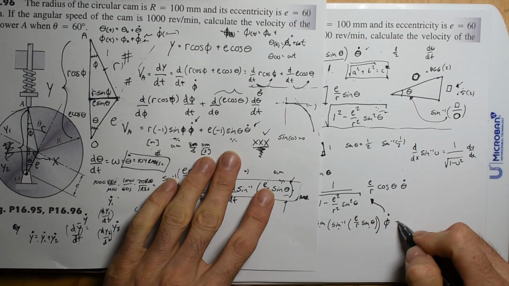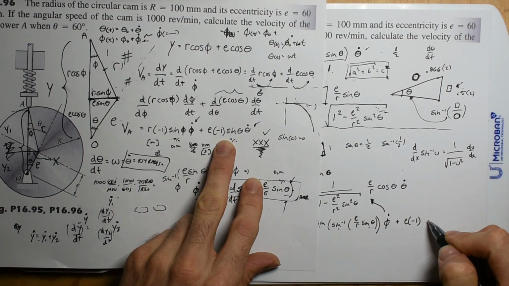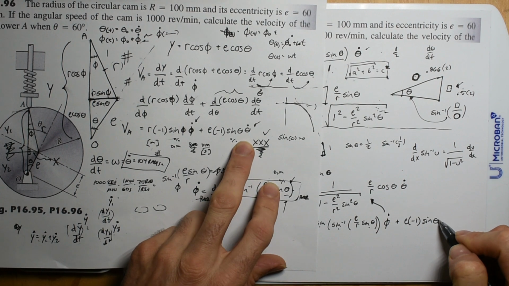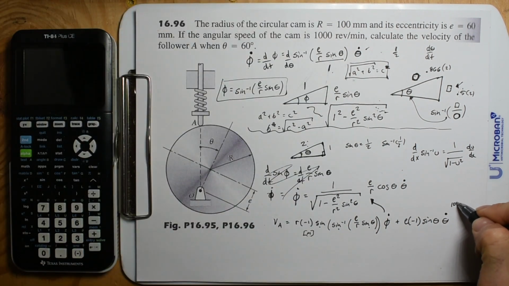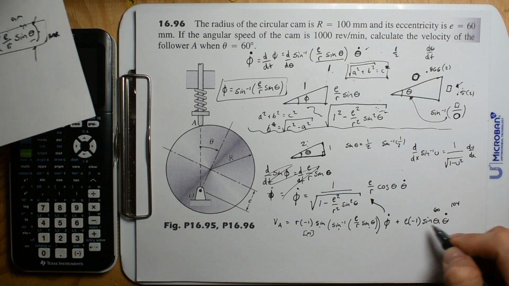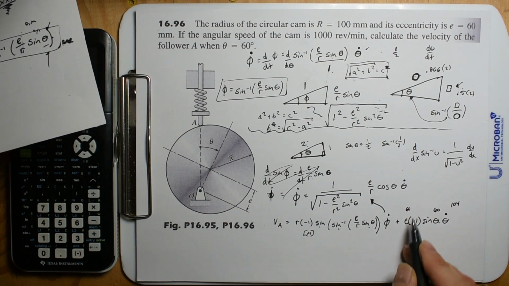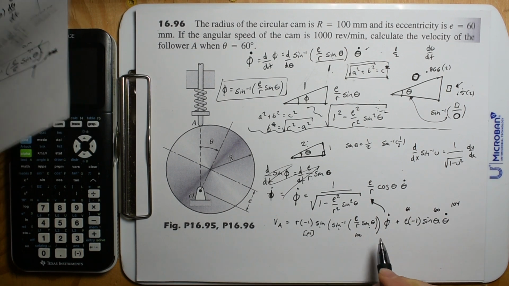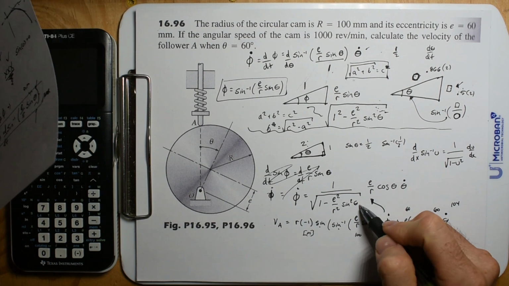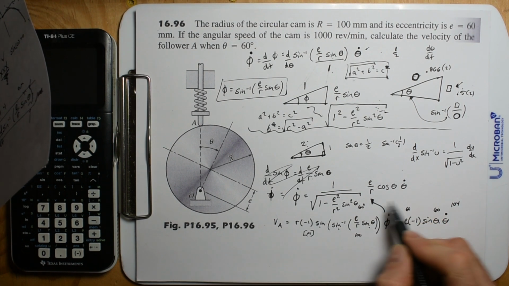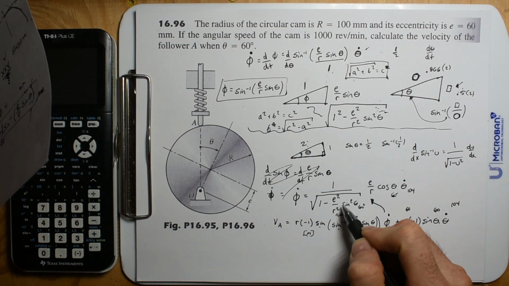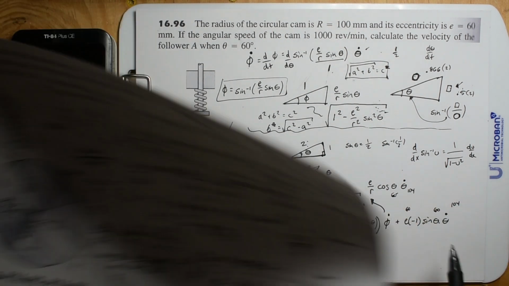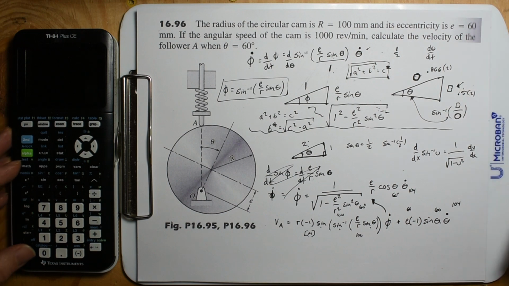And then we've got plus e negative 1 sine theta, and now we've got theta dot, which we know is just that 104. e is 60 millimeters, r is 100 millimeters. So we have everything: 60 degrees here, 60 degrees here, 104 there, 100 millimeters here, 60 millimeters there. And booyah, now it's just plug and chug.